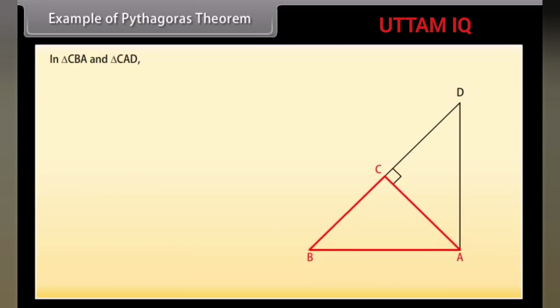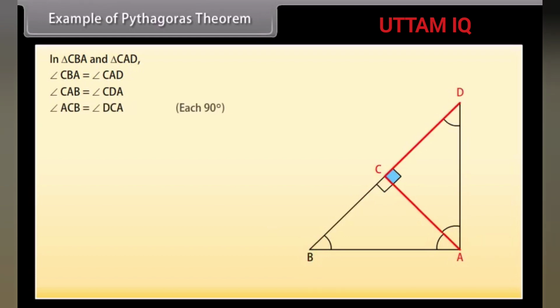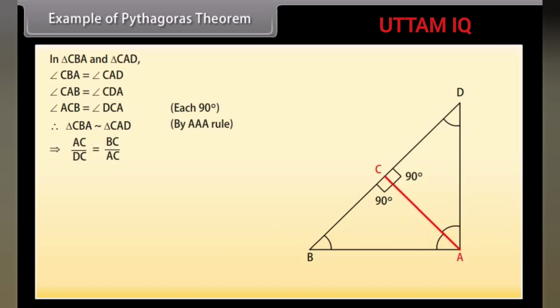In triangle CBA and triangle CAD, angle CBA is equal to angle CAD, angle CAB is equal to angle CDA, and angle ACB is equal to angle DCA, each is 90 degrees. Therefore, triangle CBA is similar to triangle CAD by AAA rule, which implies AC upon DC equals BC upon AC, which implies AC square equals DC into BC.